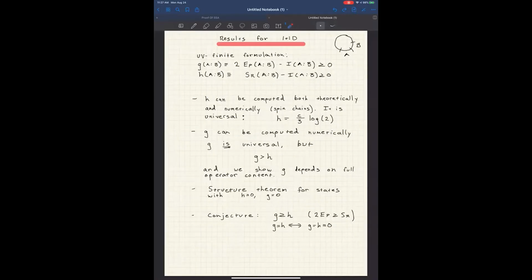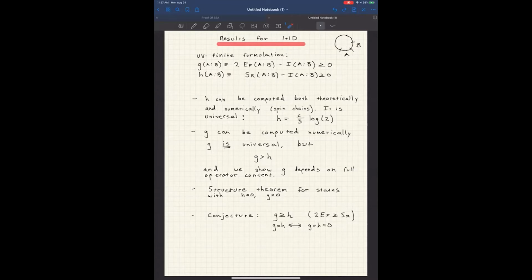Okay, so if I don't get to anything else, let me at least summarize what we've been finding for these two quantities, both numerically and theoretically, for 1+1D CFTs, which we can actually realize as spin chains and then do brute force numerical computations to actually compute these two quantities. So I'll formulate it, instead of EP and SR, in terms of these UV finite quantities G and H. For H, as expected, because there's a way to actually just compute it from the CFT, we find that if you compute this quantity for the ground state of a ring with two regions A and B, H is indeed a universal quantity and it's equal to c/3 log 2.